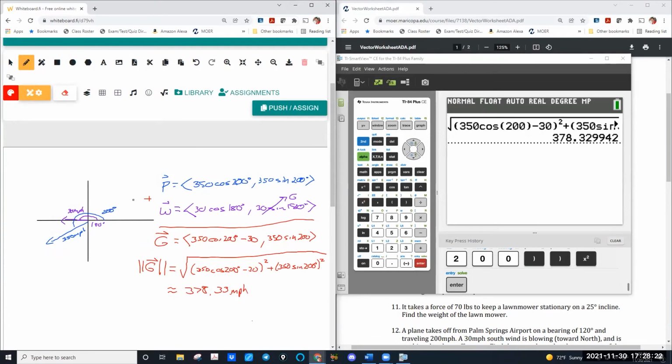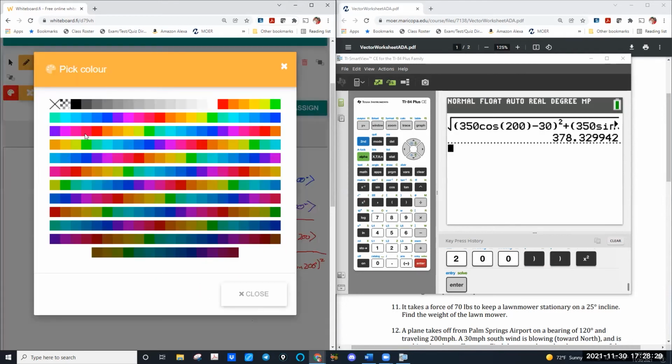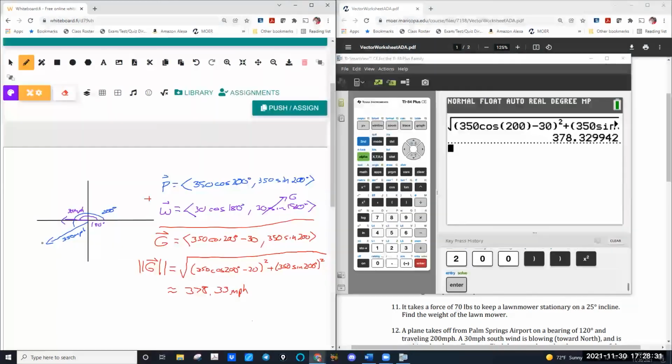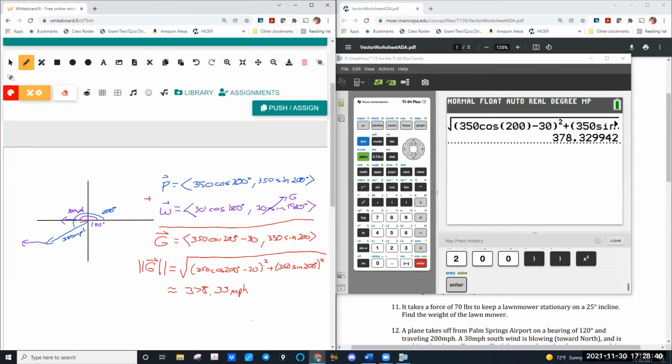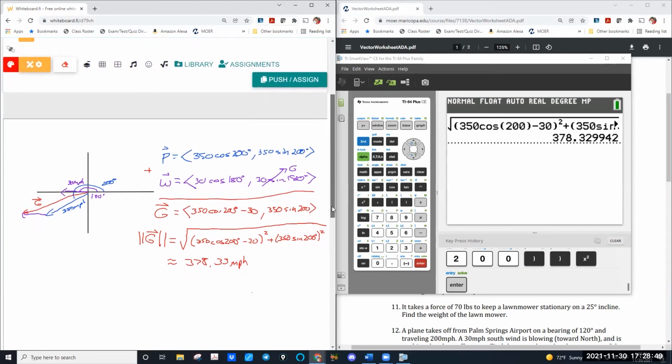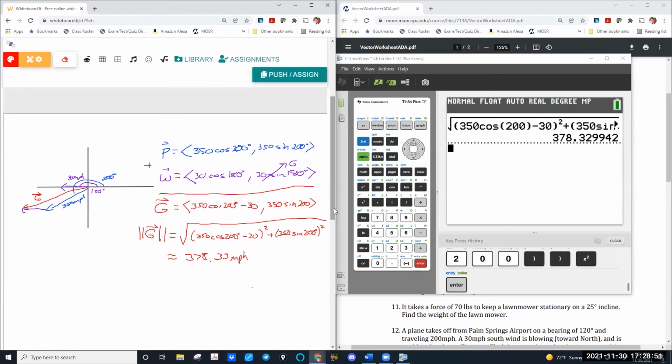The other thing that we sometimes do with these problems, so we've created a resulting vector by taking our 350, our plane, and adding on the wind. Now this creates a new vector that is G. So there's that vector G. We know that its magnitude is 378 miles per hour. What if we were asked to find the direction? So let's go ahead and find that too.